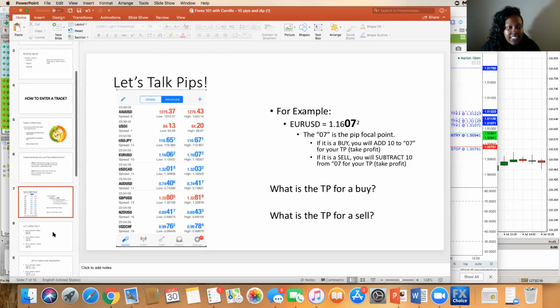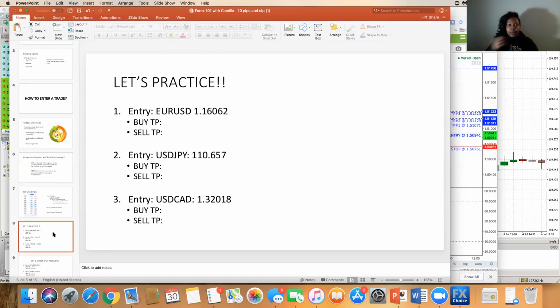So that's that. Now, just some practice. Everybody know I like to practice. So I got these examples. Go ahead and look at these real quick. 10 pips, take profits on all of these. Tell me what the buys and the sells are for each one. Take profits if you were buying or selling. And just type it in the chat.